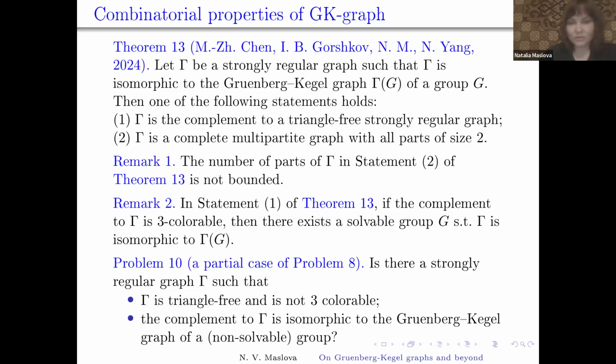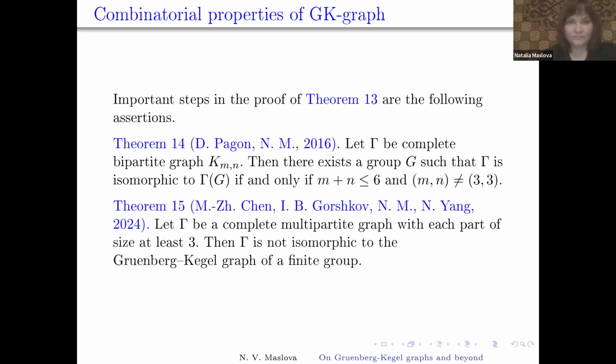So we have a partial case of problem 8. Is there a strongly regular graph such that this graph is triangle-free and is not three-colorable, and the complement of this graph is isomorphic to the Gruenberg-Kegel graph of a non-solvable group? This question is still open.